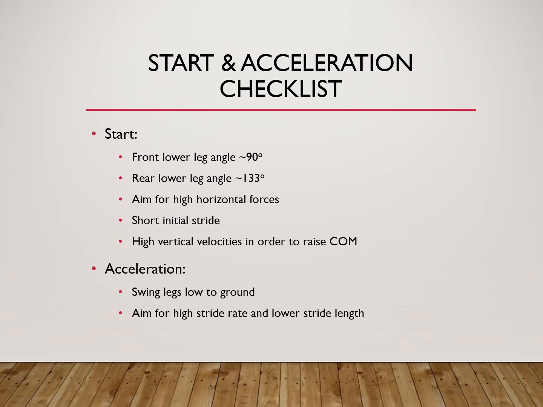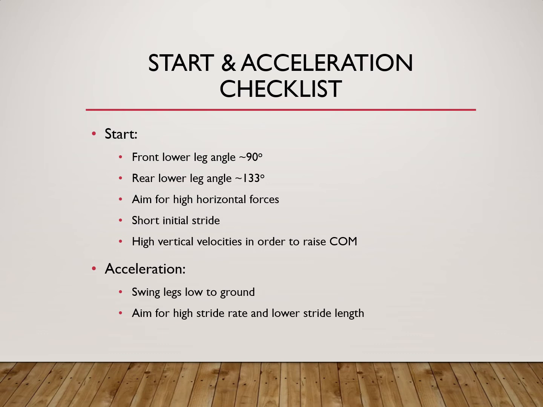There are also going to be shorter initial strides and high vertical velocities, in order to try and raise that center of mass so that we can get into a more upright position and start getting towards maximal velocity. But from that initial start point, we want to keep a 45-degree angle on the body as a whole and have longer ground contact time as we try to increase our velocity, so that we can then move ourselves into an upright position.